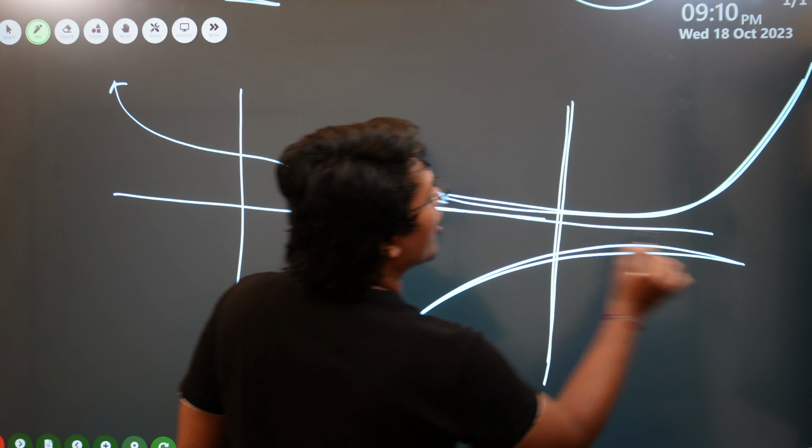Is it understood? In this one, the graph is continuous on both sides. Therefore, the range will be all real numbers.